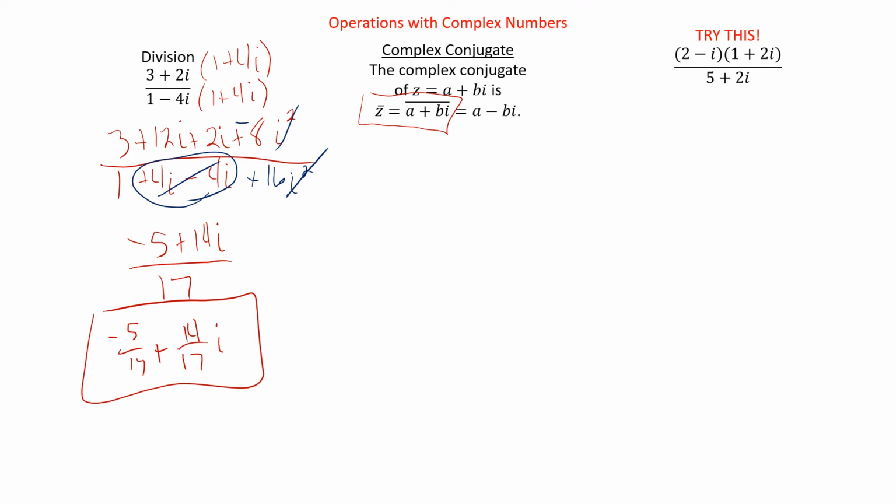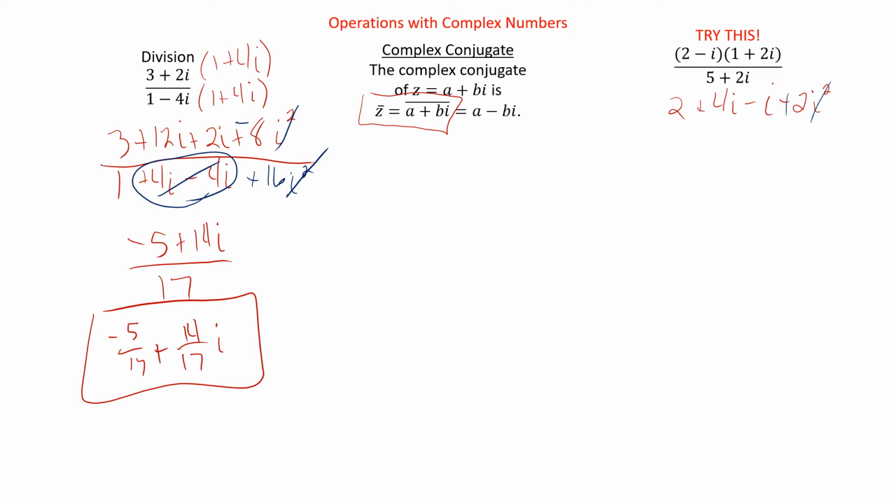So the first step, let's multiply out the numerator before we deal with the whole division thing. So we have 2 times 1 is 2. 2 times 2i is going to be plus 4i. Negative i times 1 is negative i. Negative i times 2i is negative 2i squared, but that's going to be a positive. The denominator is going to stay the same.